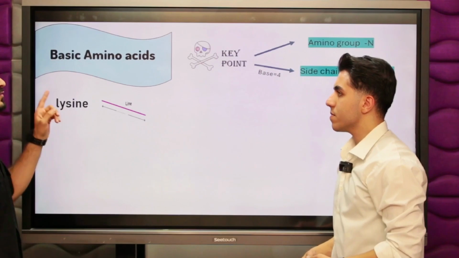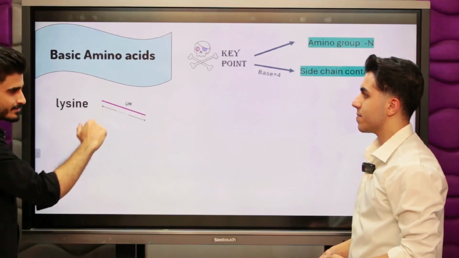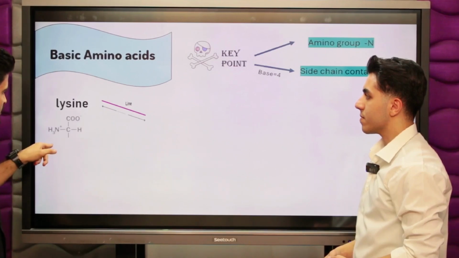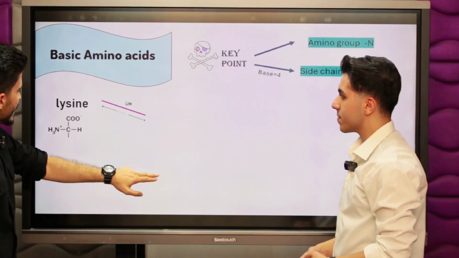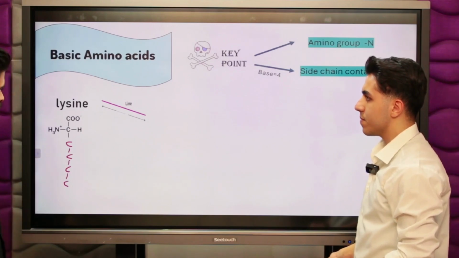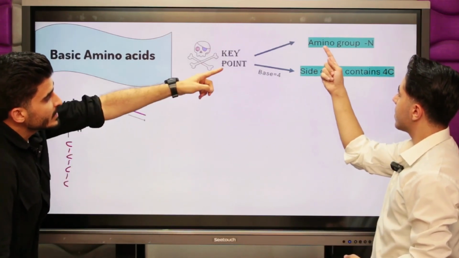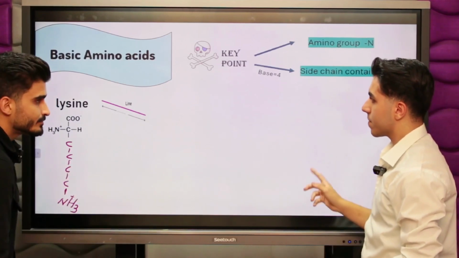Lysine is the first basic amino acid. It looks like a line. We draw the constant part. Alright. We add 4 carbons in a line. 4 carbons. And after that, we add an amino group at the end.